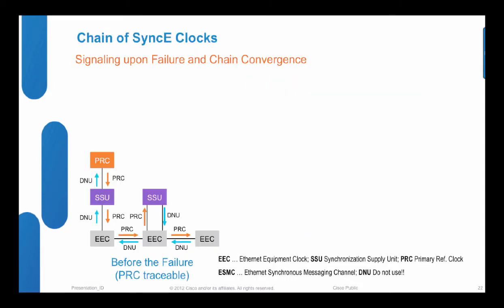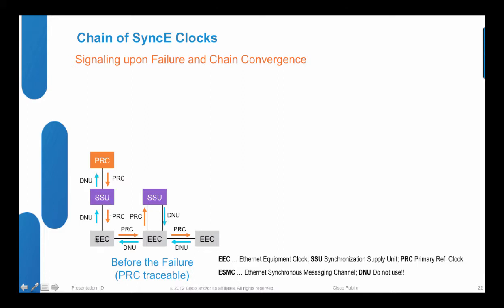Let's look at a scenario. So this is a network, and before everything goes completely wrong, we have a primary reference clock out to this SSU, which is a synchronization supply unit, a way of distributing timing across a comms room. And you can see that we've got this sort of ping pong going on here with I'm the primary reference clock and he's saying do not use me, and the same goes to here.